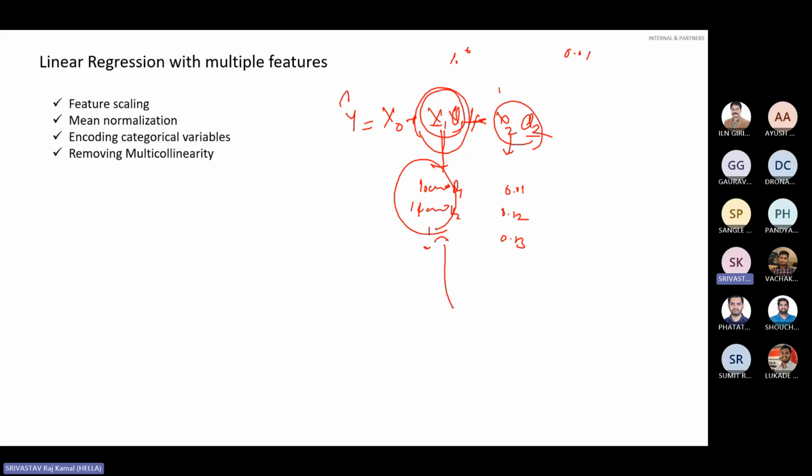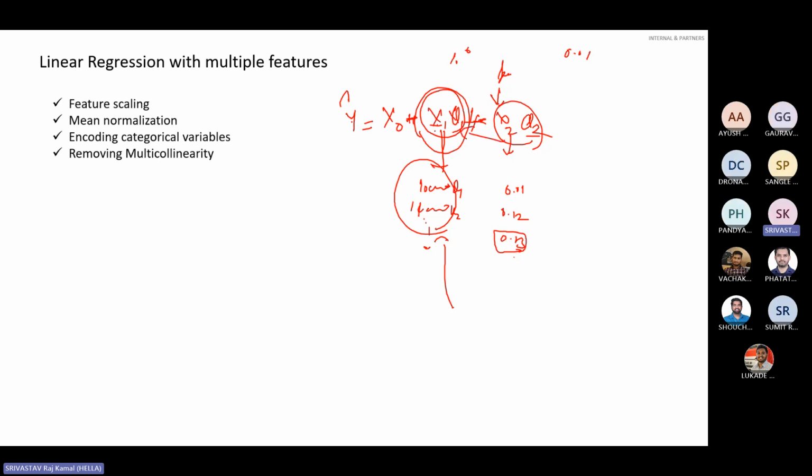Maybe this could be a very important feature, but just because the nature of data is that it is in decimals, while this is in 10 raised to power 4, 3, the overall y hat is totally influenced by this factor. This will affect our predictions. My model becomes biased toward this data. So what should we do? How can we make sure that the features do not just get influenced by some larger values?